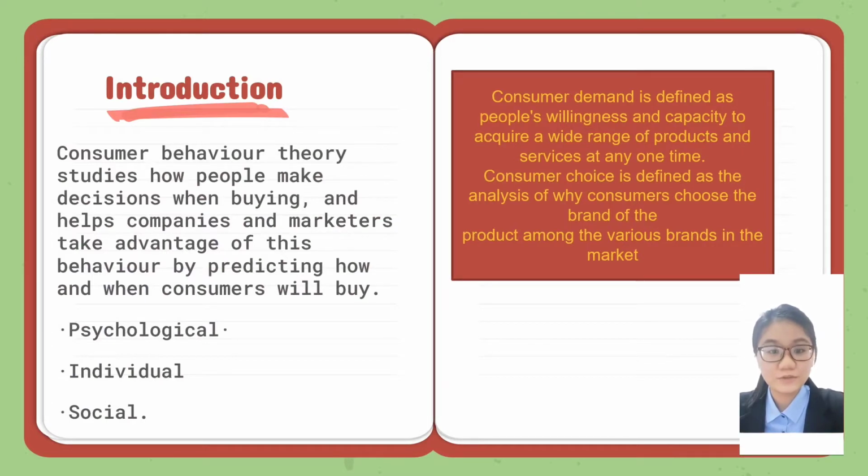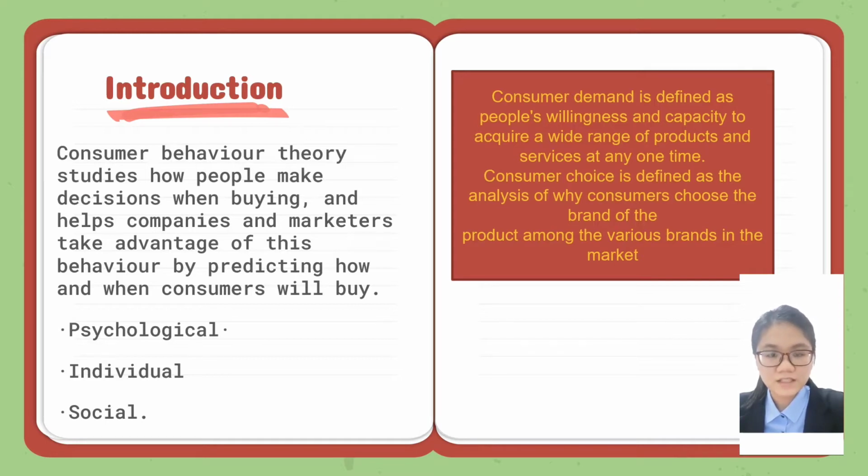Now I will present about the introduction. In this part, I will introduce consumer behavior, consumer demand, consumer choice, and utilities. Consumer behavior is the study of how people make decisions when buying, and how companies and marketers take advantage of this behavior by predicting how and when customers will buy. It helps to determine the factors that influence these decisions, as well as strategies to highlight active manipulation of behavior. There are many factors that affect consumer behavior, namely psychological, individual, and social.